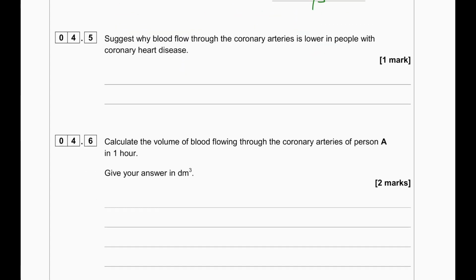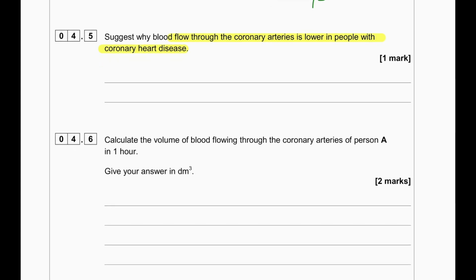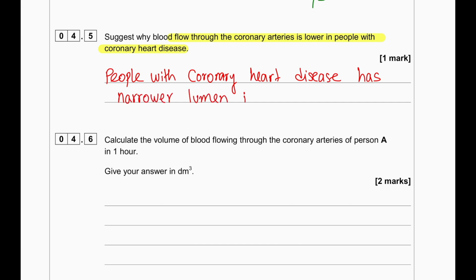Now the next question says, suggest why blood flow through the coronary artery is lower in people with coronary heart disease. Now we know that a person with coronary heart disease has a narrower lumen in their arteries because it got clogged or blocked by fat deposits.